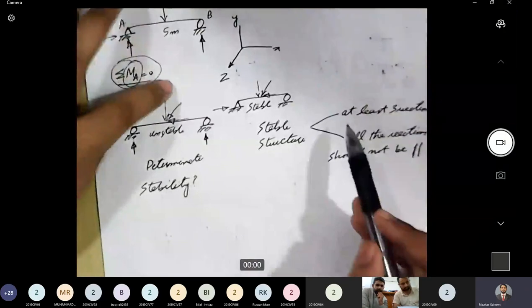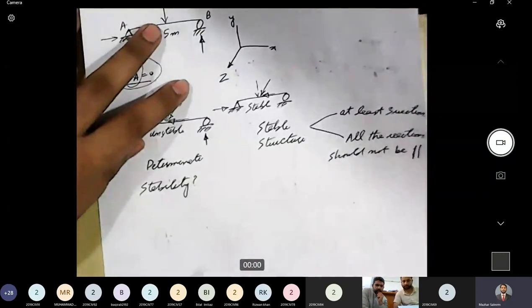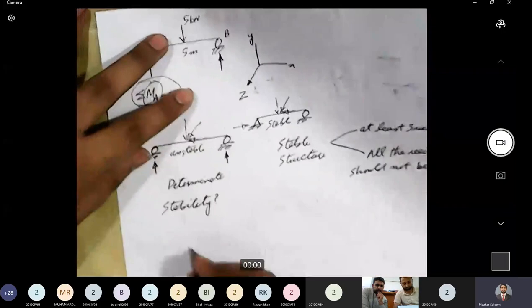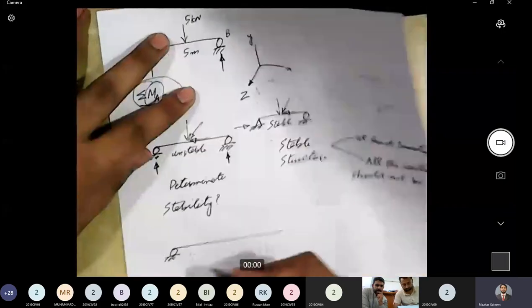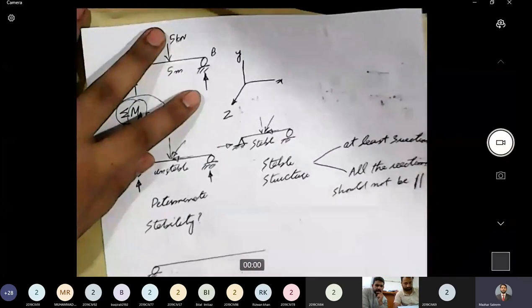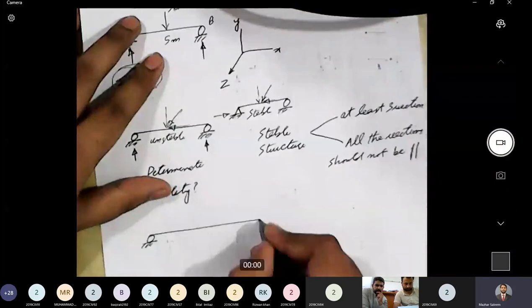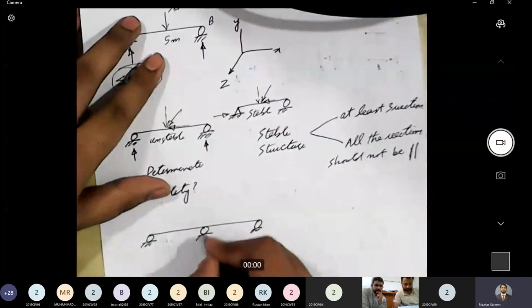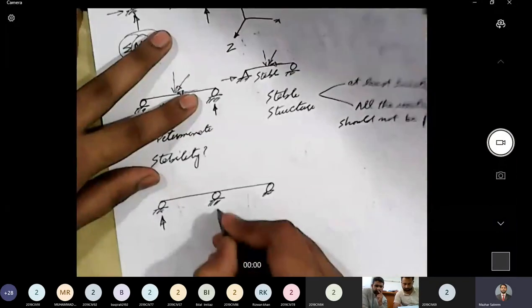Now, I gave you two conditions. It should have at least 3 reactions and all the reactions should not be parallel to each other. Why did I say that? Let me give you an example. Sometimes students assume that if any structure has 3 reactions, that is a stable structure. But that is not true in all cases. For example, if we have a continuous beam like this, it can have 3 reactions.